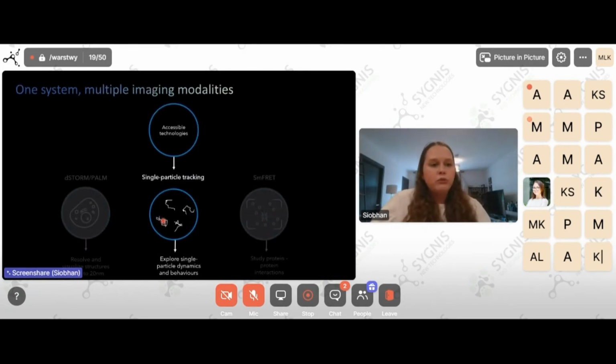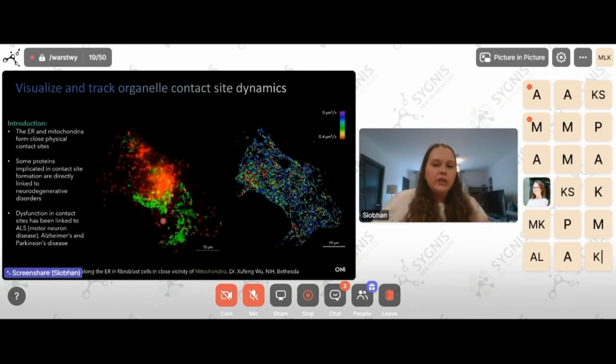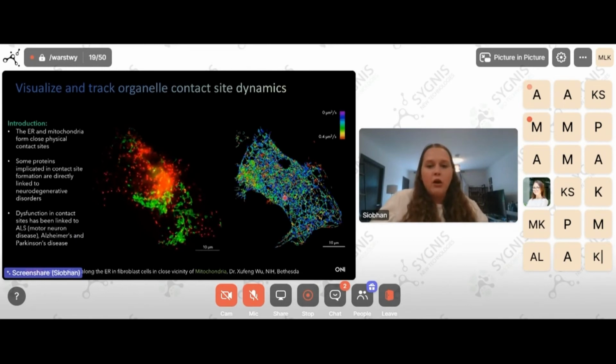So just to quickly move on to single particle tracking, I wanted to focus most of my talk on the super resolution dSTORM, but because we do offer the live cell single particle tracking, I will just follow up with a couple of examples on those. This is an example of single particle tracking in 2 colors, to investigate the interactions between 2 organelles. So we're looking here at the ER and mitochondria contact sites.